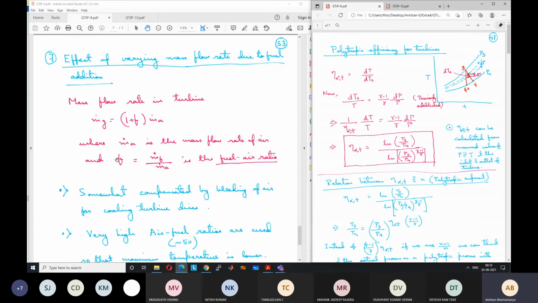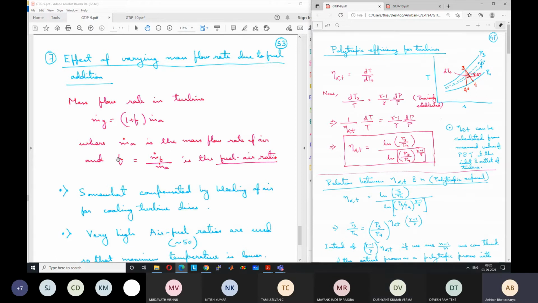Typically, what is the value? I have already explained previously. What are the typical values of fuel air ratio that is used in gas turbines? Any approximate values? Can you tell? Why is everyone silent? Because it's an early class? Just switch on and then sleep. Yes? 1 is to 50. 50, sir. Typically around that.